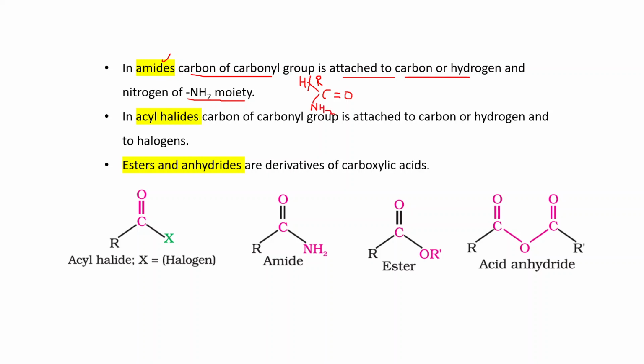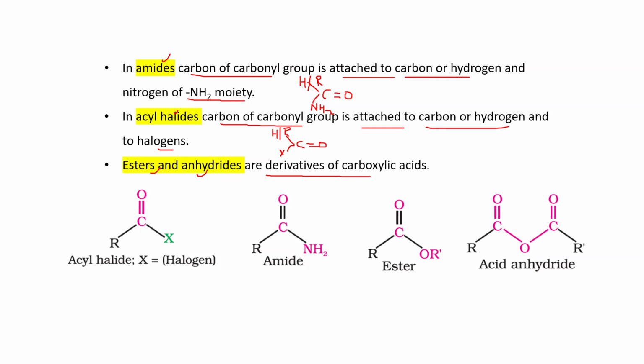In the case of acyl halides, the carbon of the carbonyl group is attached to carbon or hydrogen, and to a halogen. You can again see this is the carbonyl group. One valency of this carbon is satisfied by either hydrogen or an alkyl group, and the other is satisfied by a halogen, which is represented by X. Esters and anhydrides are derivatives of carboxylic acids.